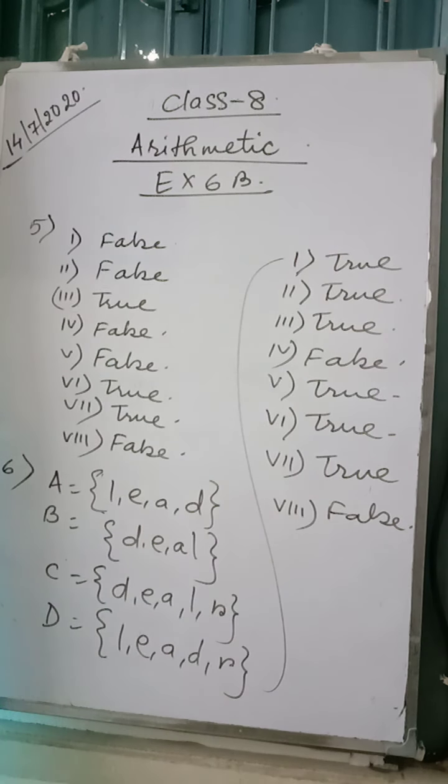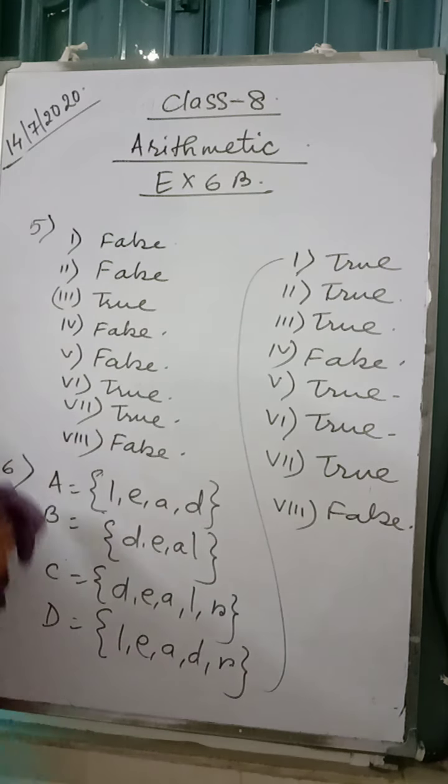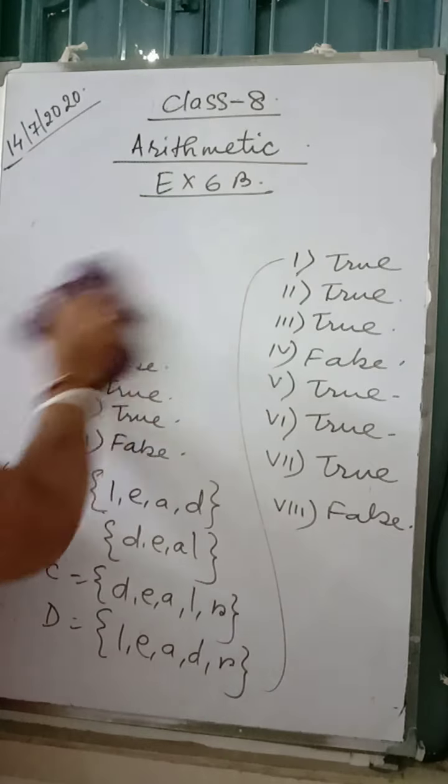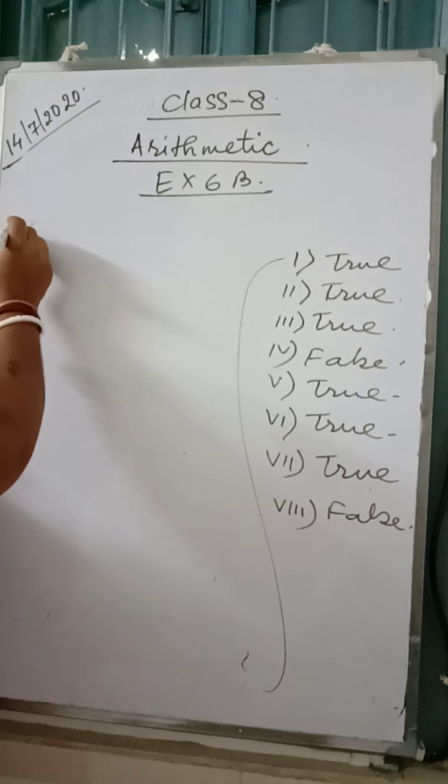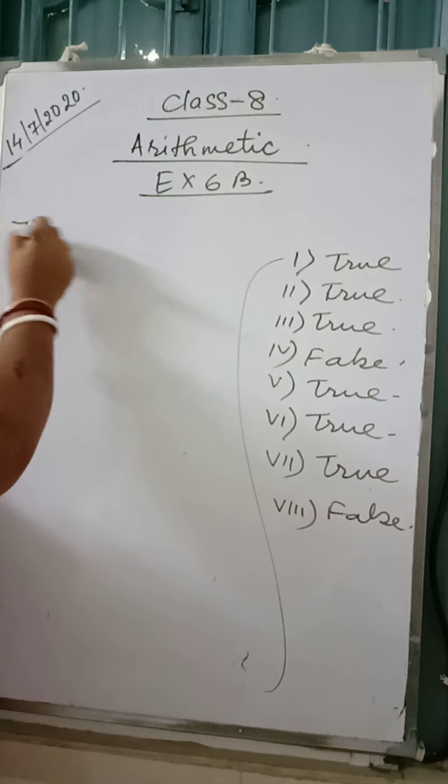So have a look. The first one is saying A and B are disjoint sets. Are they? No, they are not, because the members of set A are the members of set B. So they are not disjoint. Disjoint means the members would be totally different.